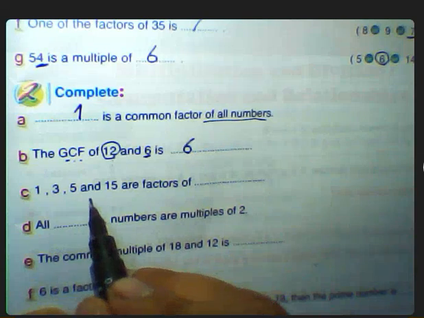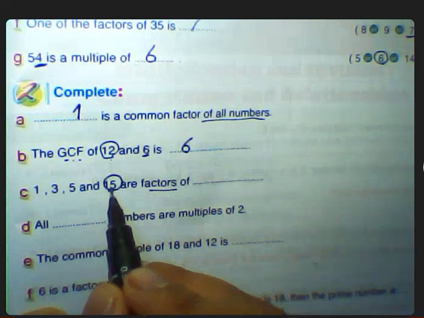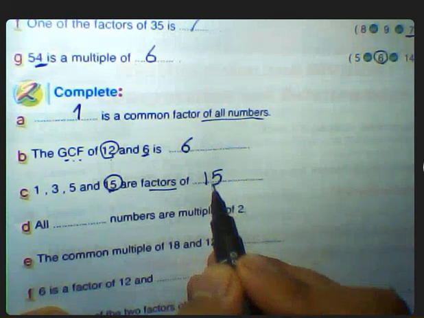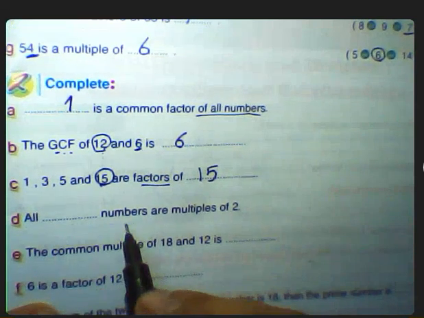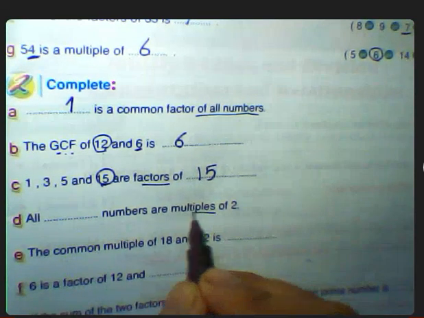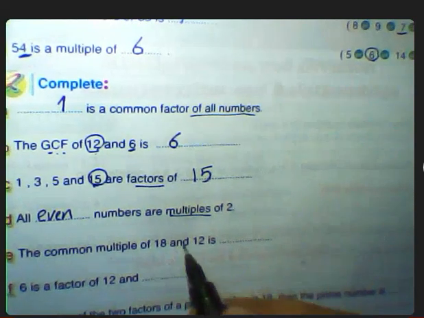1, 3, 5, and 15 are factors of 15 because 15 can be divided by itself and 5 and 3 and 1. So we can write here 15. All even numbers are multiples of 2.